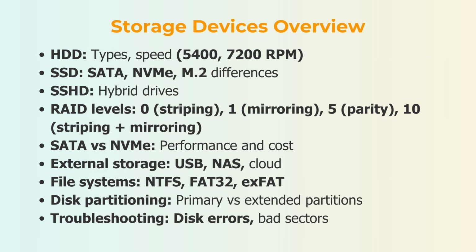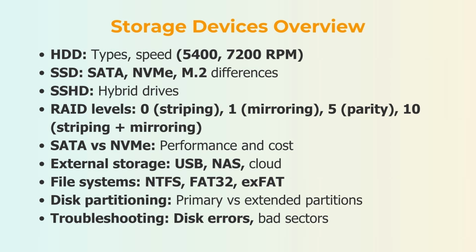SSHDs, solid-state hybrid drives, combine an SSD and HDD into one, giving you the speed of an SSD with the storage capacity of an HDD. Another important concept is RAID, Redundant Array of Independent Disks. RAID combines multiple drives to either increase performance or provide redundancy. You should know about RAID 0, which speeds up performance by splitting data across multiple drives, called striping, and RAID 1, which mirrors data on 2 drives for backup.